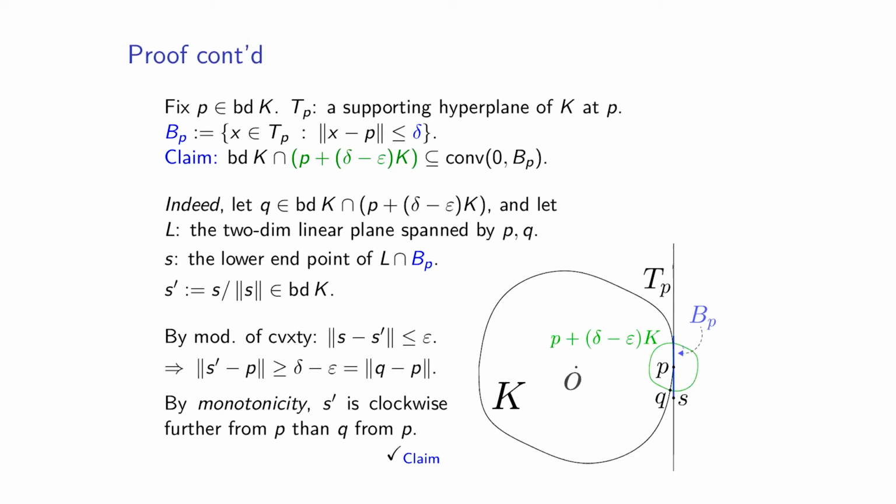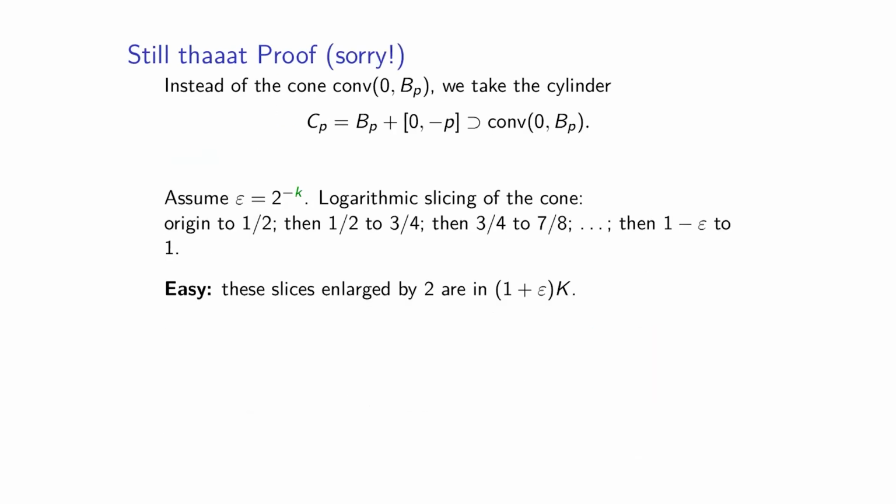This is just a minor thing: to prove this, you need some monotonicity property of the norm in Minkowski planes. Okay, so the claim that this cone contains this big part of the boundary is now proved. And now let me complete this proof. What's our goal? We want to give a 2 epsilon covering of the whole K.